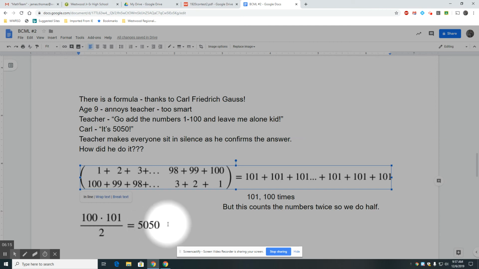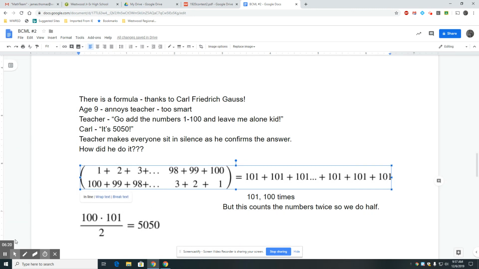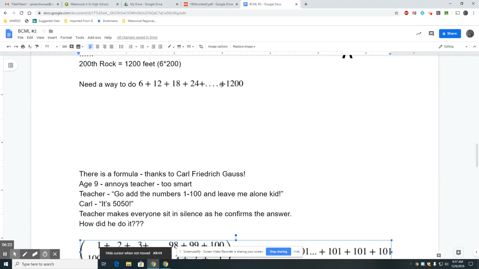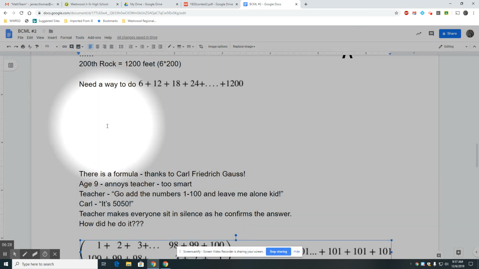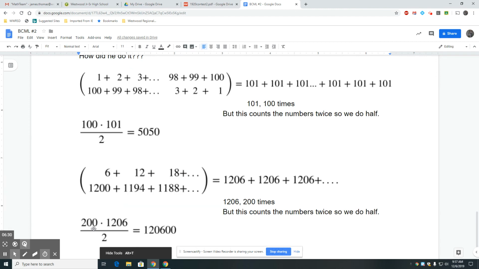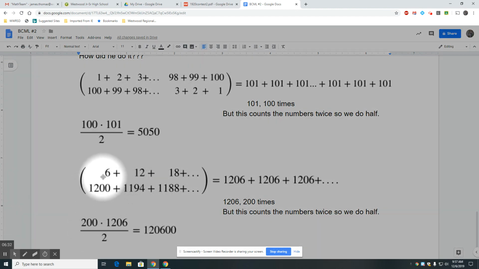So we're going to use the same idea to add up those numbers from 6 to 1,200. We're going to think of this the same way. We have 6 and 12 and 18 all the way out to 1,200. And if I place the same numbers underneath, 6, 12, 18, all the way back to 1,200, I'm going to end up with 1,206 plus 1,206 plus 1,206. And since, remember, there's 200 rocks, I'm going to have 1,206, 200 times.